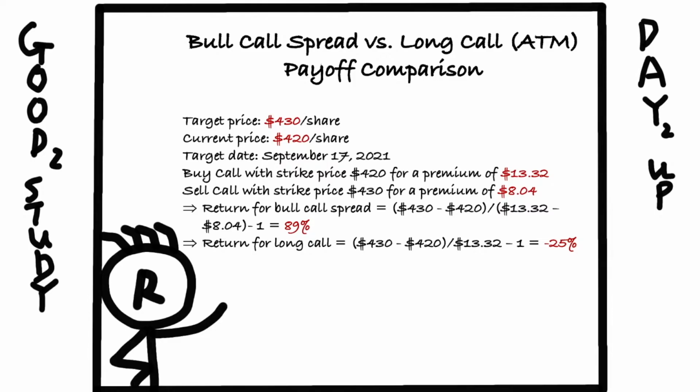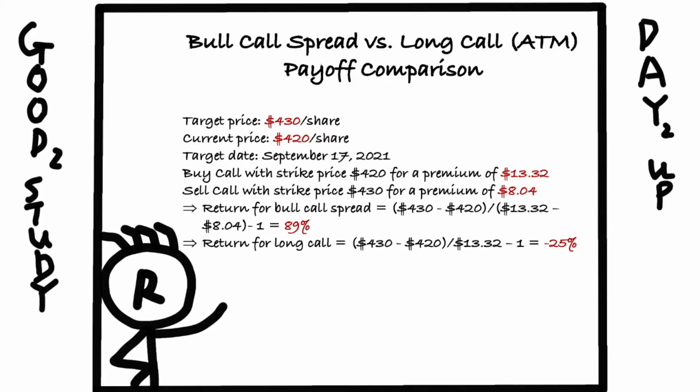Then the return for my bull call spread strategy is 89%, but the long call strategy will yield a negative 25% return. That is because the cost of bull call spread strategy is lower than long call strategy because we've sold a call with a higher strike to offset the cost.